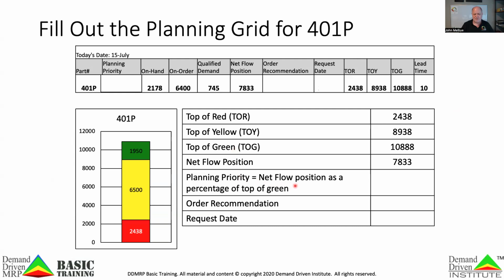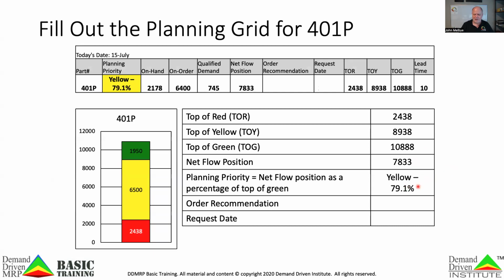Now we introduce a concept called planning priority, which is the net flow position divided by the top of green. So 7833 divided by 10,888 gives us our percentage, but we also need the color. So 7833 lands in the yellow zone because top of yellow is 8938. So 7833 is below the top of yellow. So the planning priority is yellow at 79.1%.